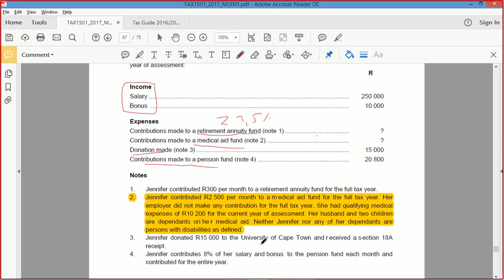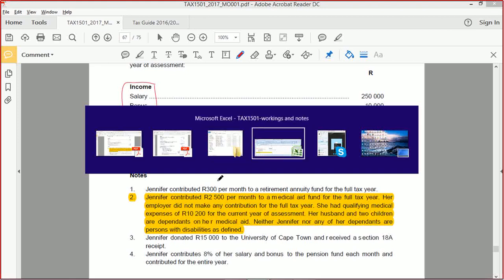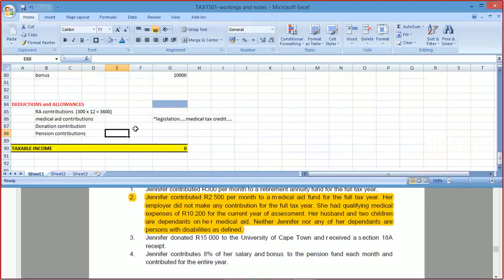We've got 15,000. So is 15,000 deductible? Yes. Well, it'll be subject to 10%. So we need to show that just now, but we're going to show the 15,000 here. It would be a deduction that would come off your gross income. Okay, then you've got pension.